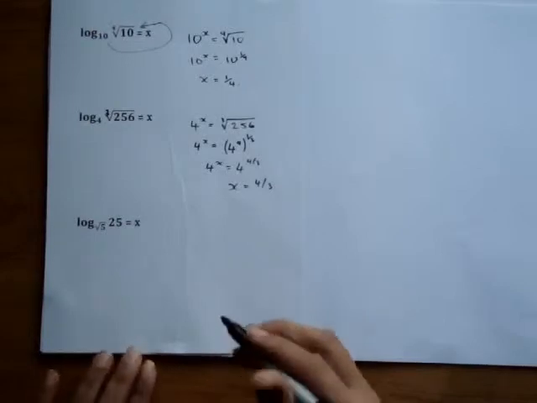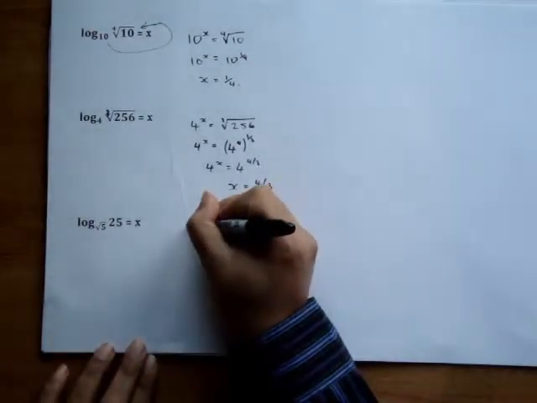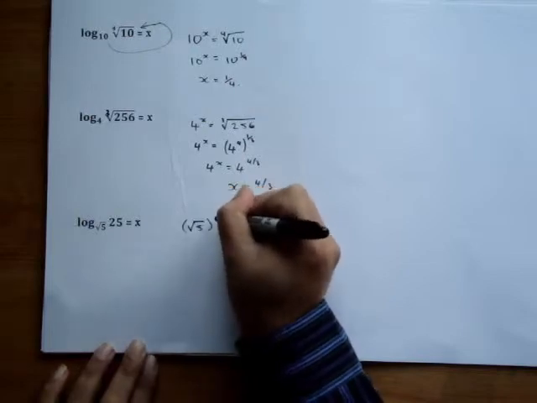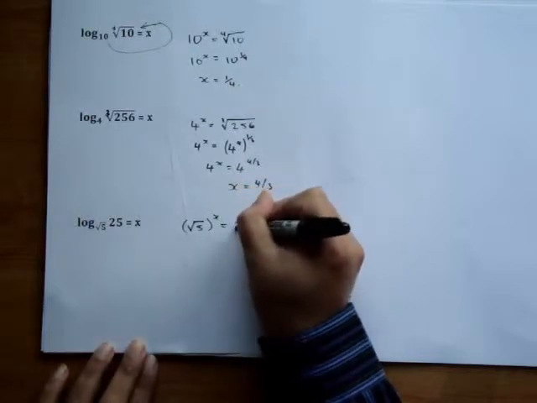In this last question now, the square root of 5 to the x equals 25.